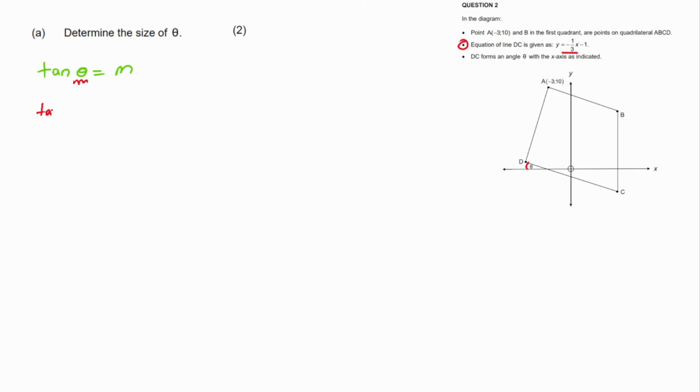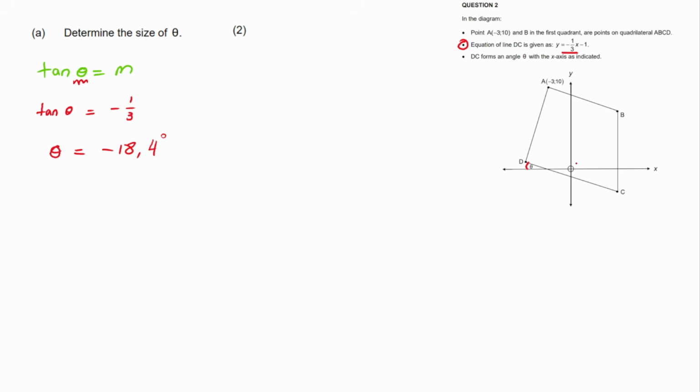So I can write tan theta is equal to negative 1 over 3. So if I do my shift tan in my calculator, making sure we're in degree mode, I get negative 18.4 degrees. But the angle can't be negative.